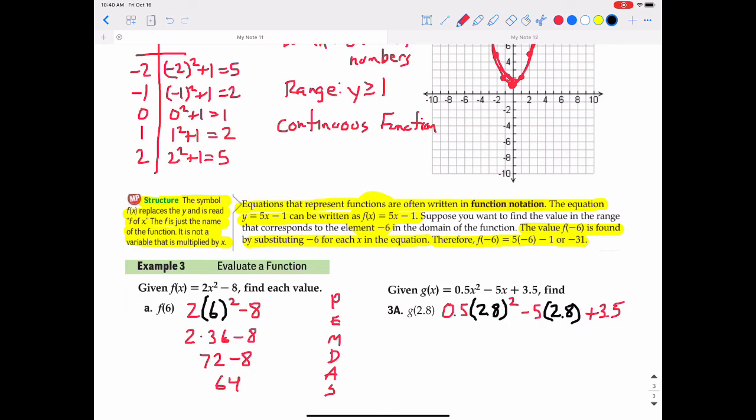So we've got to do 2.8 squared first, and that's going to equal 7.84. And then the rest of it. And then we do our multiplication step. So 0.5 times 7.84 is 3.92. Negative 5 times 2.8 is negative 14, plus 3.5. And we finally do addition and subtraction from left to right. And when you take 3.92 minus 14 plus 3.5, you get 6.58. And that is your answer on that.